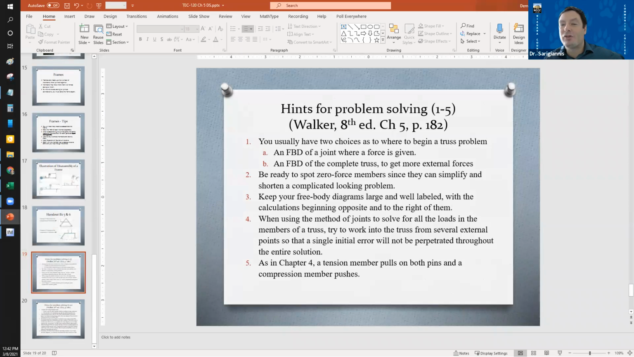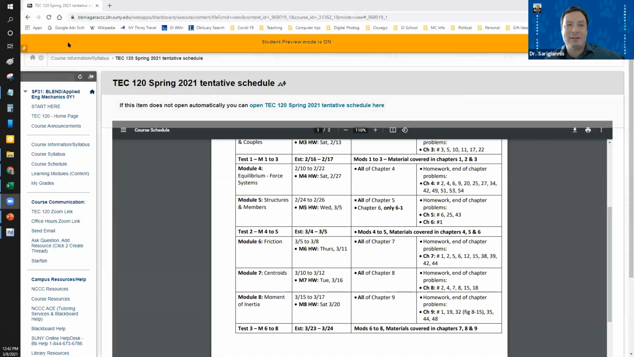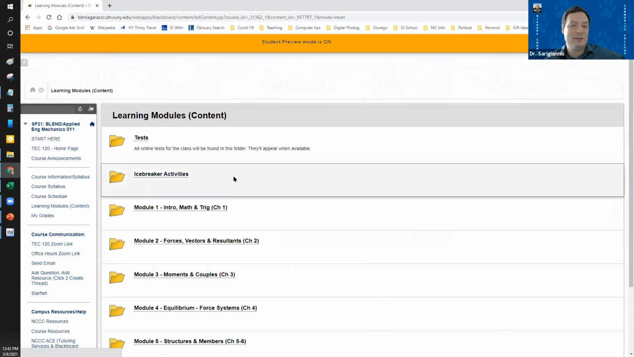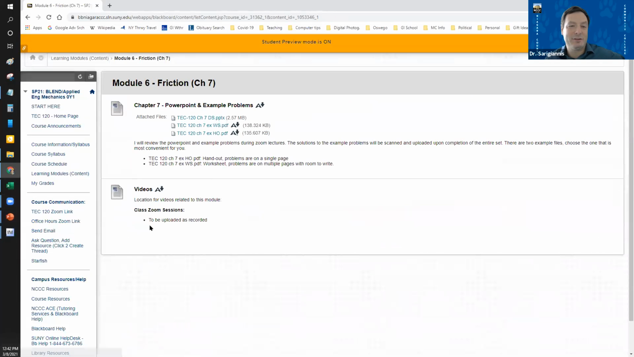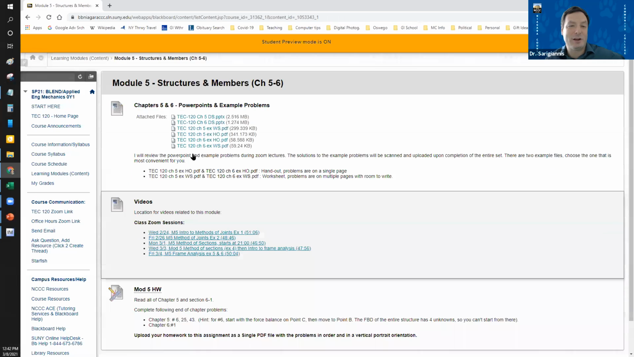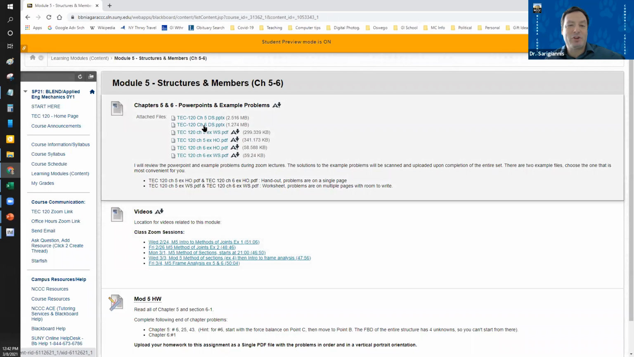We're not through the module yet because as part of module 5, I included chapter 6 as well. So let's look at that. Hopefully you've downloaded these already. Module 5. In chapter 6, the PowerPoint is there along with some handout examples.